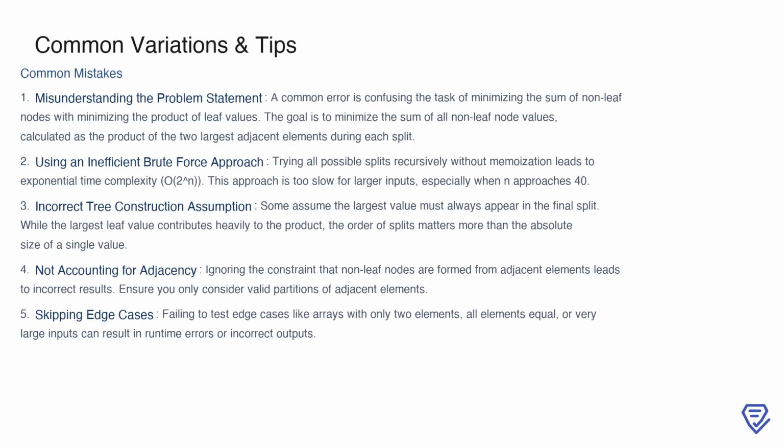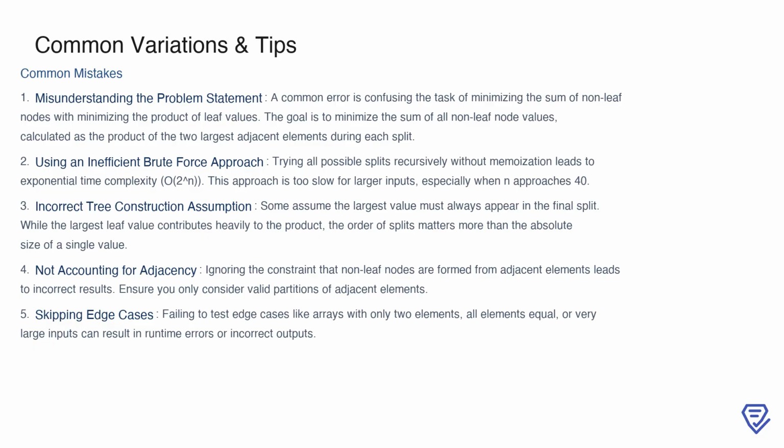When tackling this problem, there are several common mistakes to be aware of. First, misunderstanding the problem statement can lead to confusion. Remember, the goal is not to minimize the product of the leaf values but rather to minimize the sum of all non-leaf nodes. These non-leaf nodes are calculated as the product of the two largest adjacent elements during each split, so the focus should be on how you structure those splits.